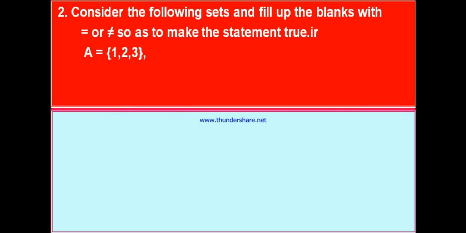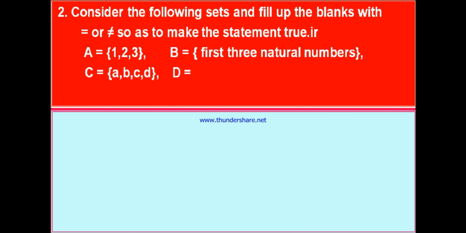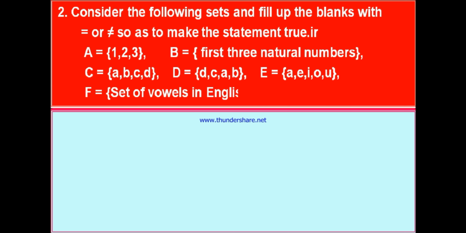Here A is equal to the set {1, 2, 3}. B is equal to the set of first three natural numbers. And C is equal to the set {a, b, c, d}. And D is equal to the set {d, c, a, b}. And E is equal to the set {a, e, i, o, u}. And F is equal to the set of vowels in the English alphabet.